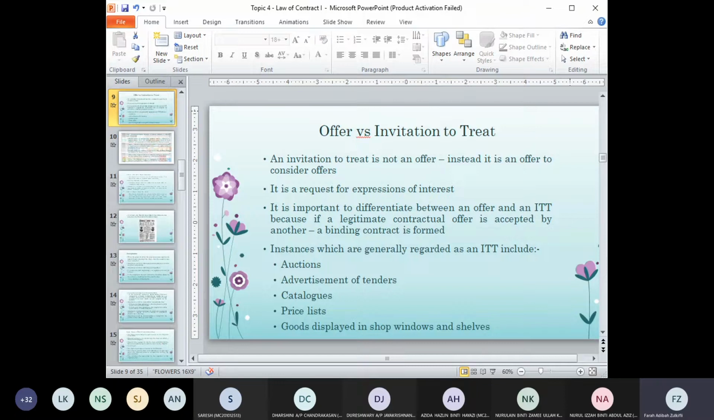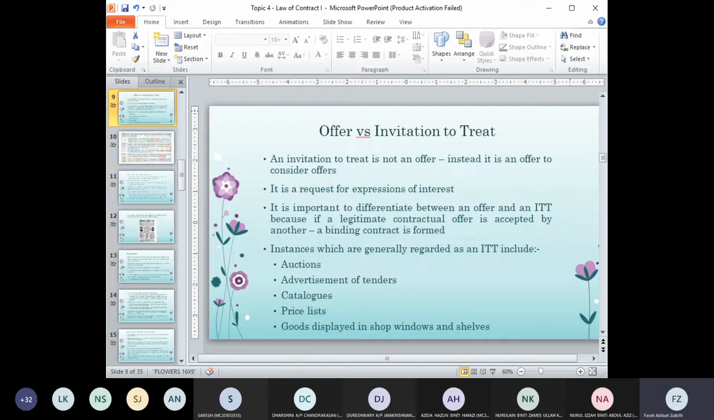So why is it so important to differentiate between what is an offer and what is an invitation to trade? It is because if it is an invitation to trade, it is not an offer. If you put up a job vacancy advertisement on JobStreet, for example, whenever anyone responds to that advertisement, that person is making an offer. So when that person makes an offer, you have the choice either to accept their offer or not. You have the choice either to call them for interview or not.